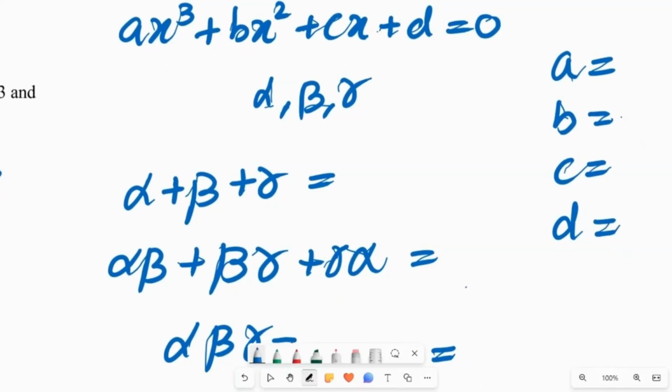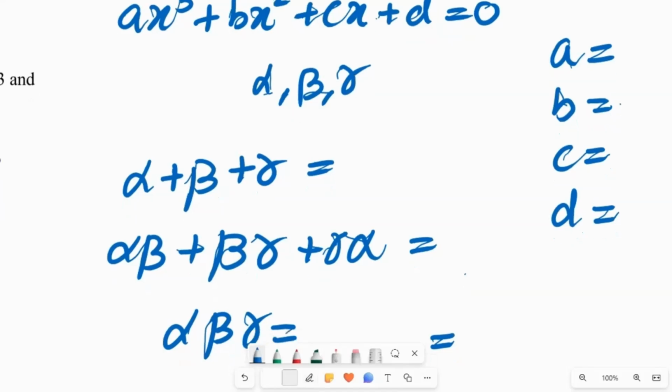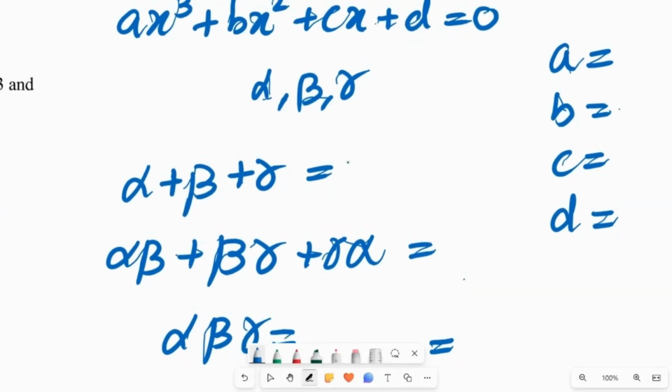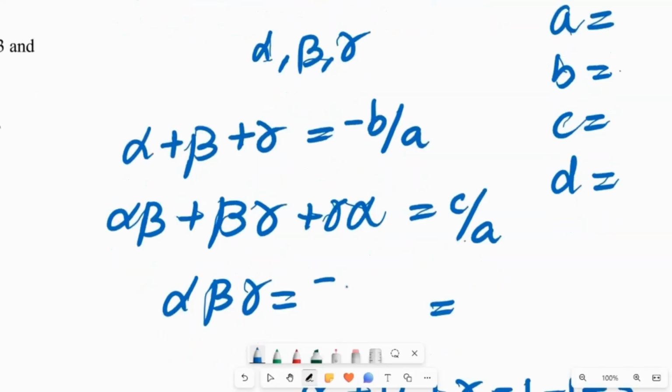In the quadratic equation, if the quadratic equation is ax square plus bx plus c, the sum of zeros would be minus b by a, and product of zeros would be c by a. But in the cubic equation, the sum of zeros alpha plus beta plus gamma would be minus b by a, sum of zeros taken two at a time would be c by a, and product of zeros would be minus d by a. In quadratic equation, we have only two relationships, but in the cubic equation, we have three relationships.